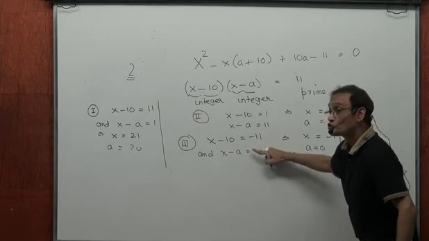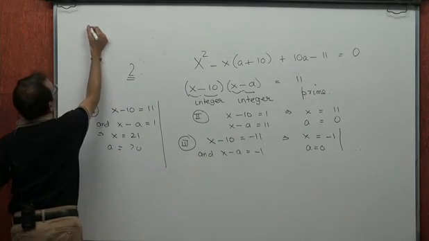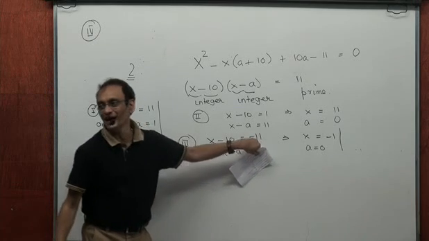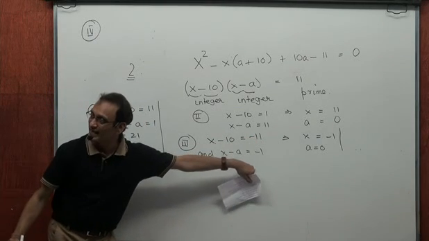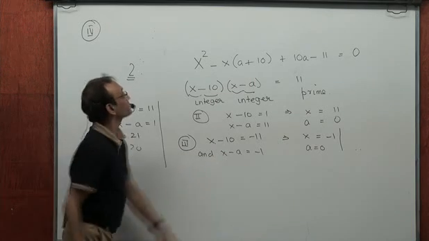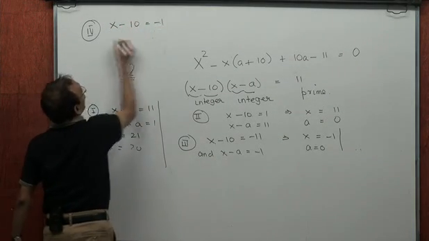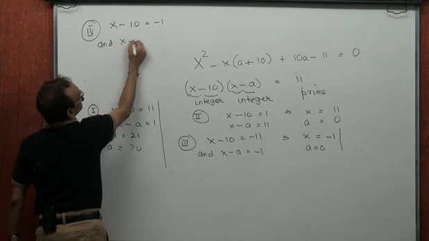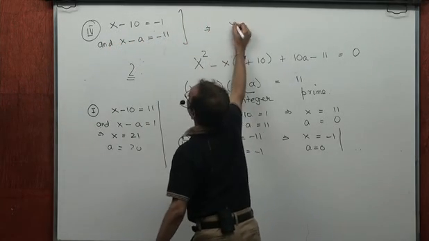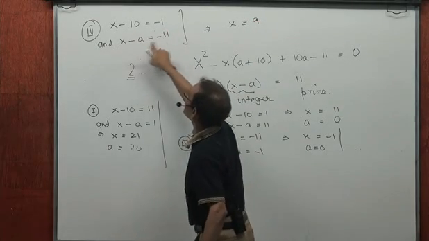And you can swap the roles. The fourth possibility would be when x minus 10 is minus 1 and x minus a is minus 11. That's a fourth possibility, is it not? Right? So x minus 10 is minus 1 and x minus a is minus 11. So this gives me x equal to 9. If you put x equal to 9, a will be 20.